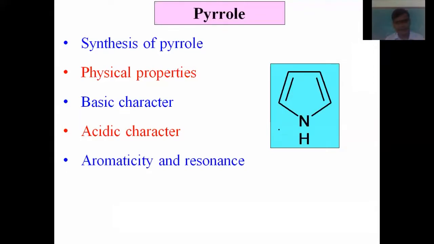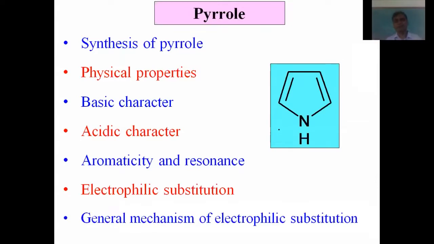Actually, it is a planar cyclic compound and also has 4n plus 2 pi electrons, meaning 4 electrons of 2 pi bonds and 2 electrons from the lone pair of electrons. This totals 6 pi electrons, so there is 4n plus 2 pi electrons, hence it is aromatic in nature. We also studied how the Pyrrole undergoes electrophilic substitution reaction at position 2 with the help of its resonating structures, and also the general mechanism for the electrophilic substitution reaction shown by the Pyrrole.